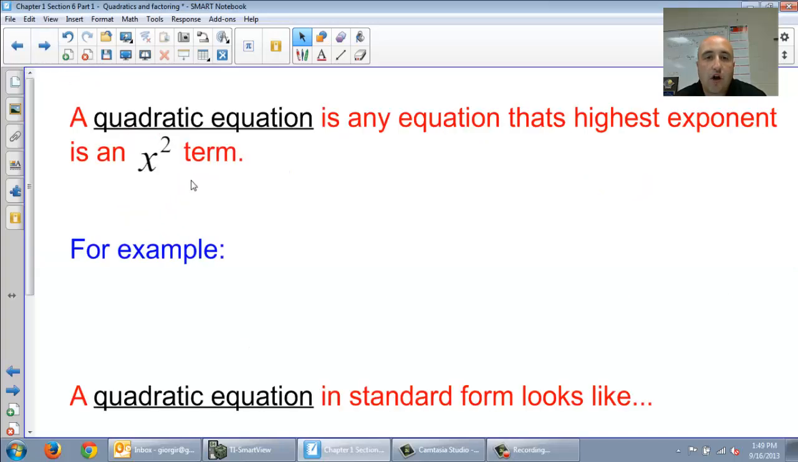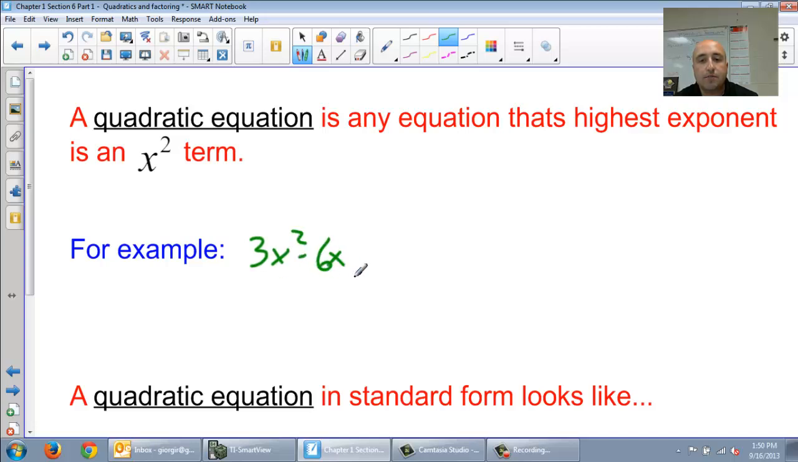Okay, so let's first start off by defining what a quadratic equation is. A quadratic equation is any equation whose highest exponent is an x squared term. Okay, so any equation that has the highest exponent as an x squared term. For example, 3x squared minus 6x plus 2 is a quadratic equation.